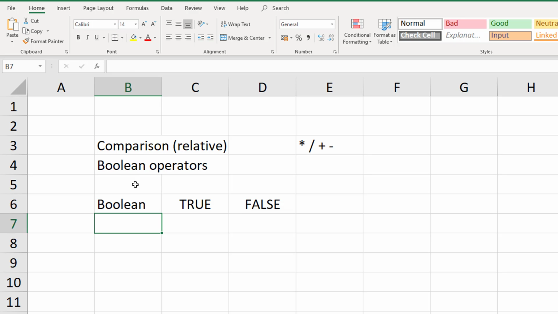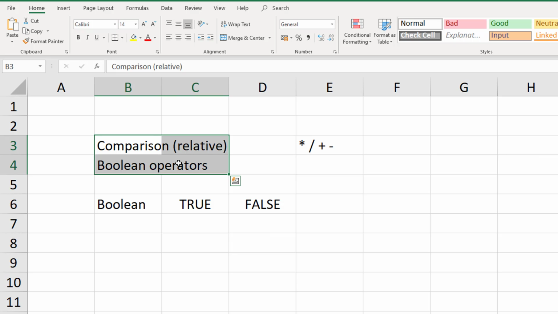Obviously Boolean has it in its name, but both comparison and Boolean operators will evaluate to Boolean values, which means once we use them in a formula, the result is either going to be true or false. We're not going to get any other result. Although, like I say, 1 represents true and 0 represents false.